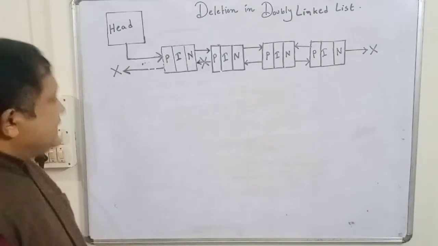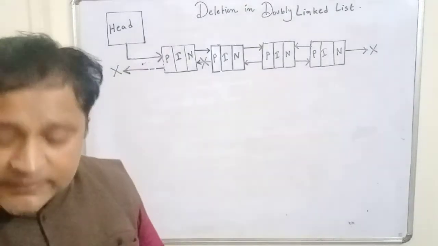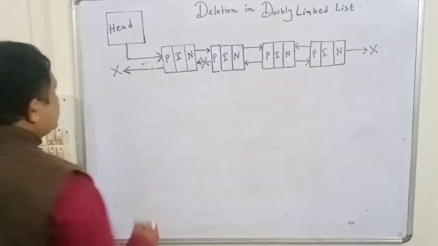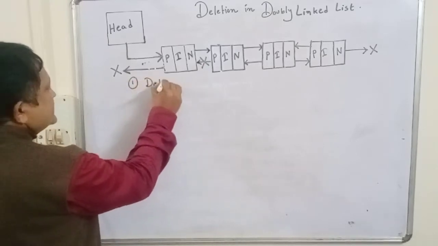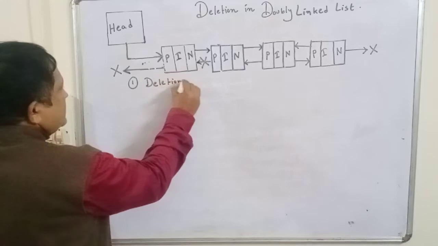Now see, the deletion can take place in three ways. Number one, deletion from the beginning of the list.